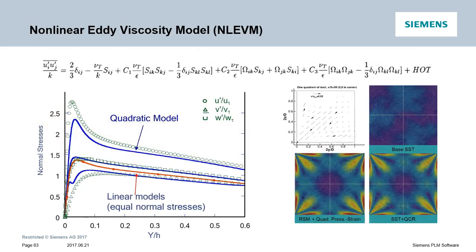So here is an example of a quadratic constitutive relationship with the results shown for a flow in a rectangular duct. What it shows is that the SST model with the quadratic constitutive relationship, QCR, is able to reproduce the secondary flow features where the base SST fails. And the results are almost identical to the full RSM model. And moreover, SST plus QCR is able to capture this near wall anisotropy, that is, significantly different normal stresses, where the linear eddy viscosity model just shows one curve.